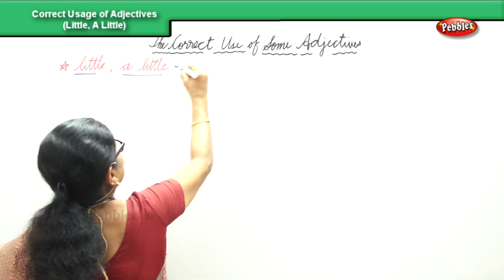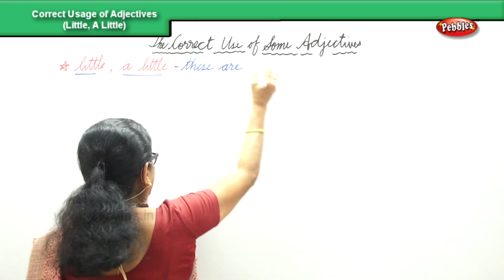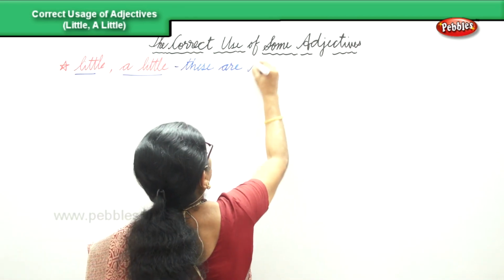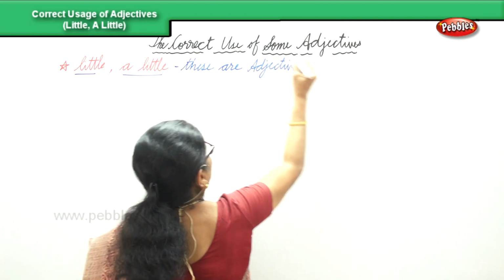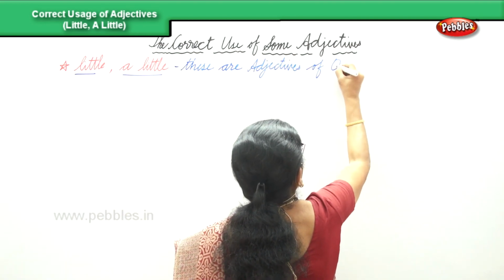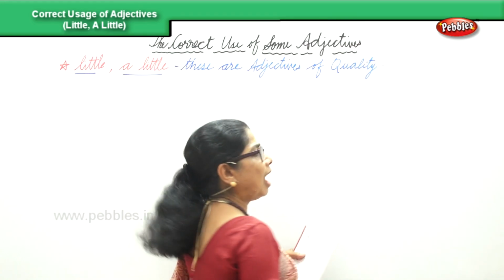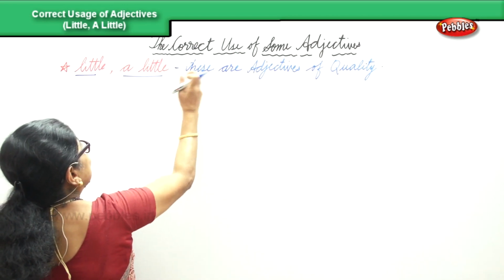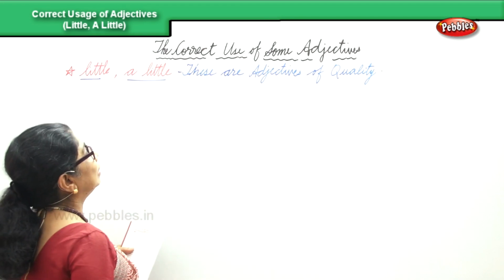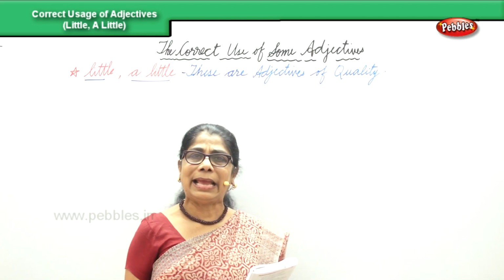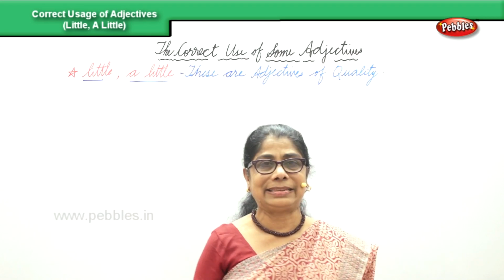What are they? These are adjectives of quality. And now we are going to see how this is used in a sentence. Okay? These are adjectives of quality and how this little and a little is used in sentences. Let's look at it.